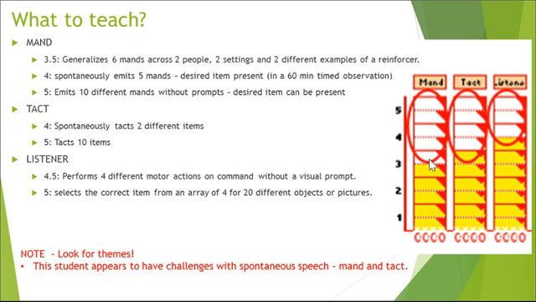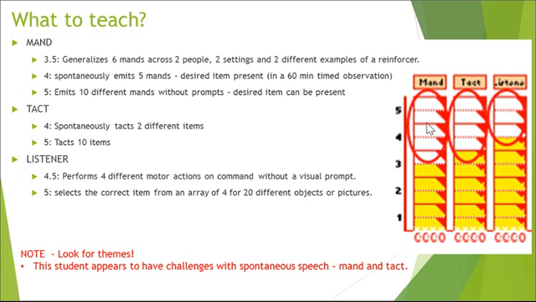So maybe they scored half points. Maybe they were only able to generalize 3 different mands. Number 4, they missed the entire chunk of number 4, the entire point. And that deals with spontaneously emitting 5 mands. The desired item can be present in a 60-minute timed observation. So yikes, I'm not seeing really any spontaneous manding behavior. And then number 5 is that they emit 10 different mands without prompts. The desired item can be present.